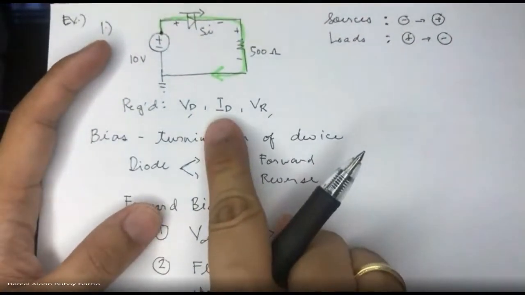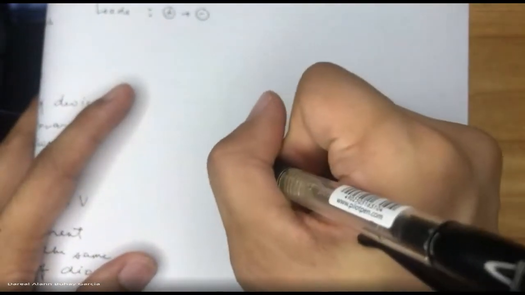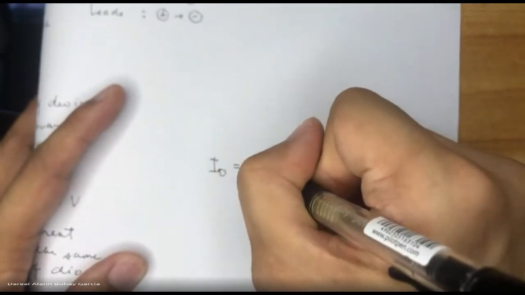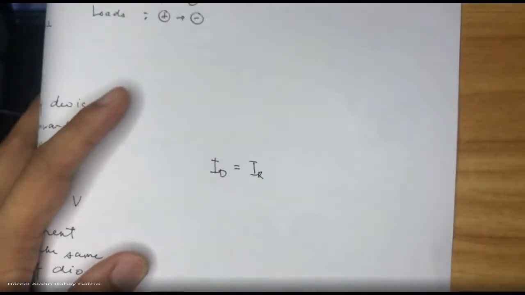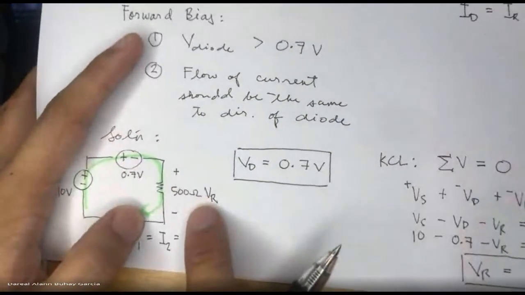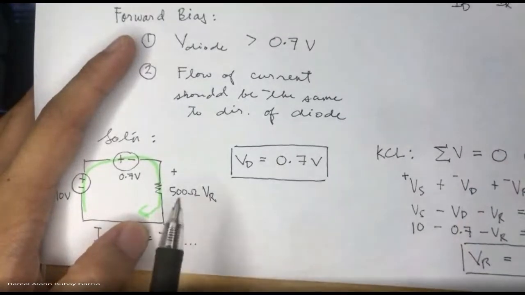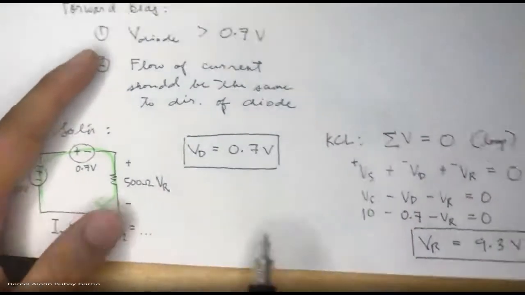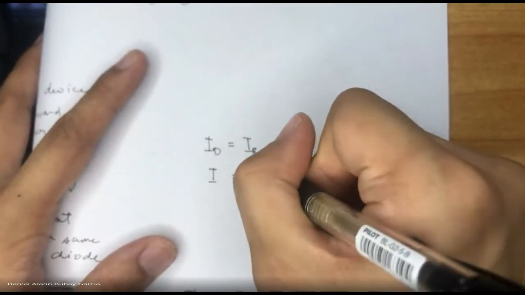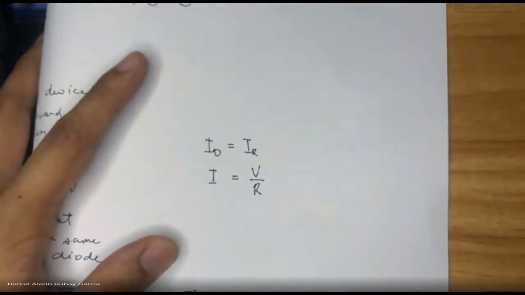So, check na ni. ID na lang, the current sa diode. But because this is a series circuit, ID is also equal to IR, current sa resistor. And how will we determine the current sa resistor? Ohm's law. Naa naman tayo'y constant value sa resistance, naa na tayo'y value sa voltage. So, current na lang using Ohm's law, I is equal to V over R.